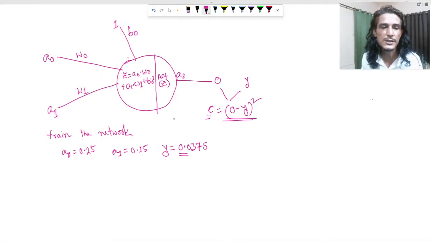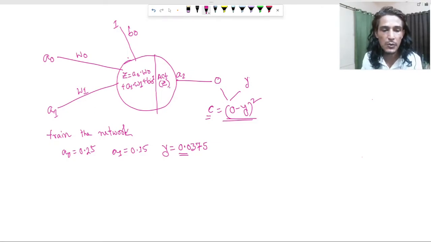Now the next question is how we are going to do this. What should be our strategy to achieve that? When I say we want to train this network for this input and output, it means that whenever we give this network this input, it will produce that output. But we will not tell the network what W0, W1 and B0 are. The goal of training is for the network to figure out what these W0, W1 and B0 are.